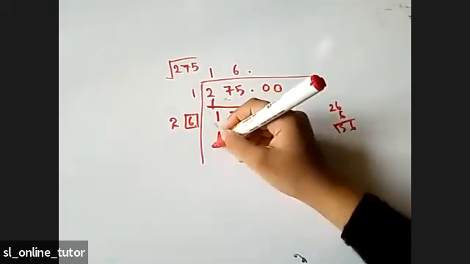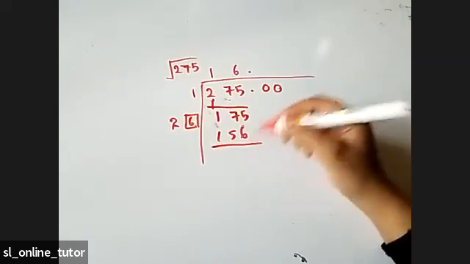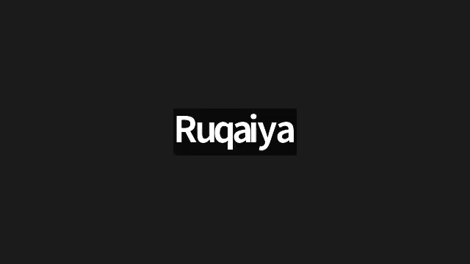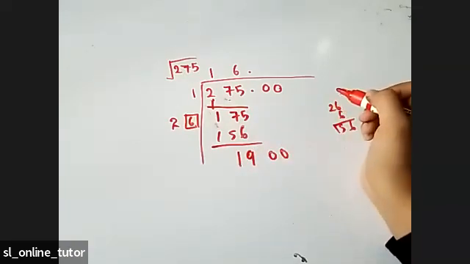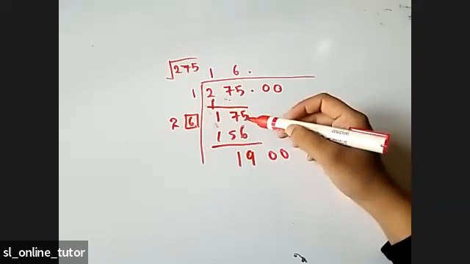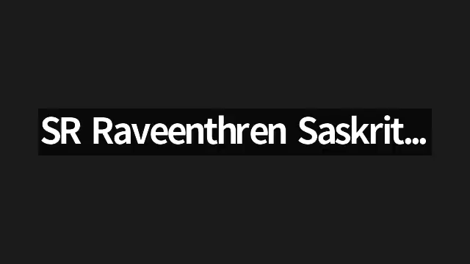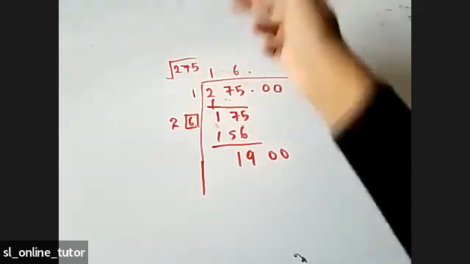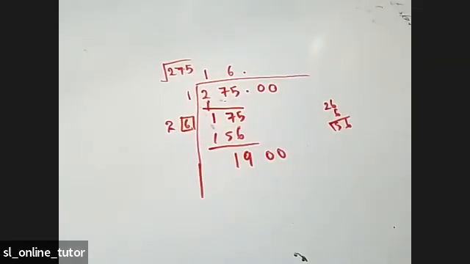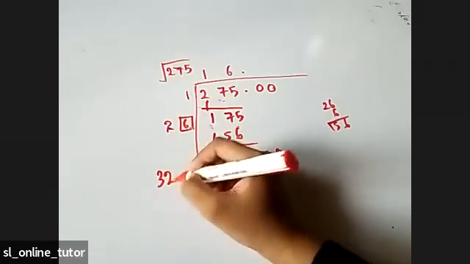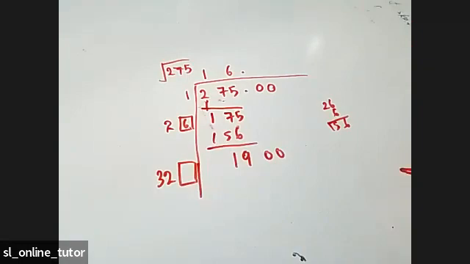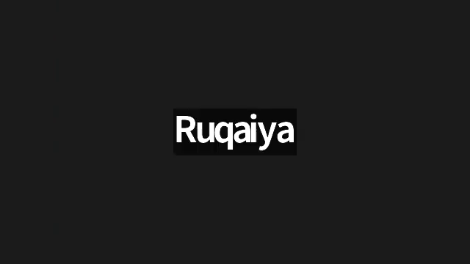Now we have to subtract this one. What do you get when you subtract 156 from 175? 19. Is that correct? Yeah, 19. Why 18? Mistaken, right? Then 16 into 2. 16 times 2, 32. That should be written here. What is a suitable value? 5. Okay, we'll see.